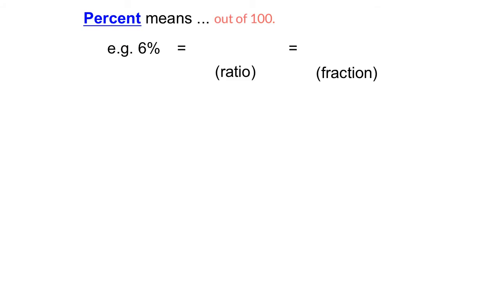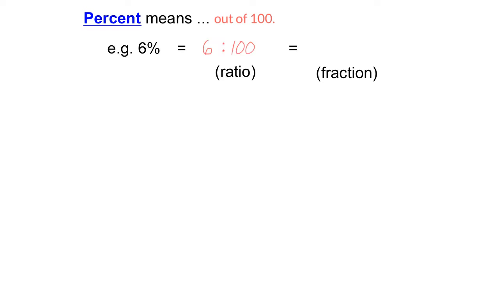And per, well, we've seen that before, like kilometers per hour or dollars per hour, which really means it's out of that thing. So per 100 means out of 100. So percent means out of 100. And typically we see percents written with the percent symbol, but you can also write them as a ratio or as a fraction.